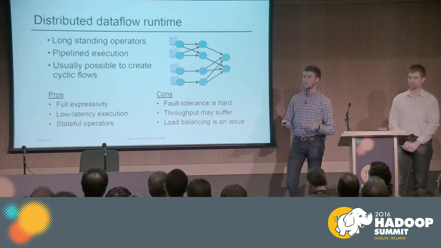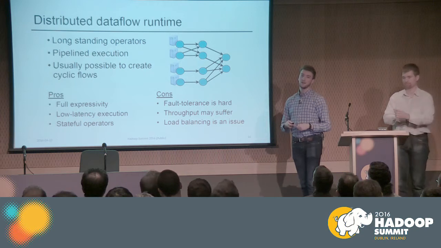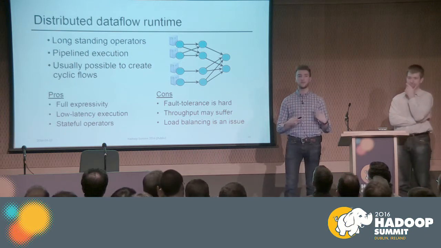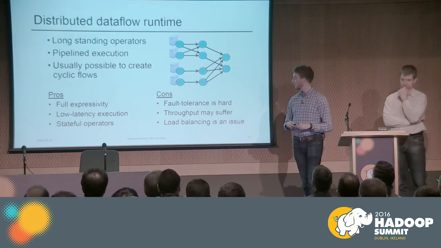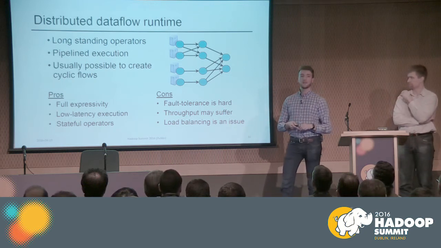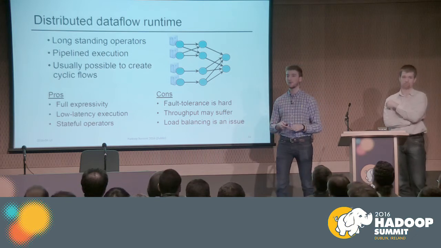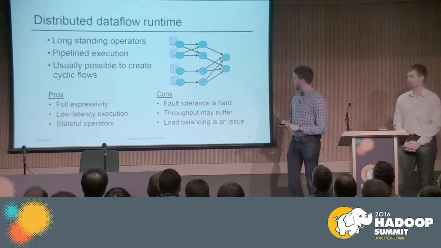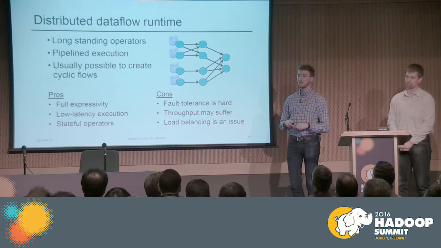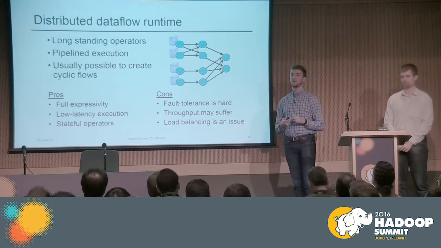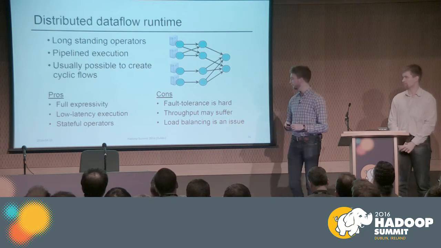So what's the problem with this? Well, fault tolerance is hard in these systems. Martin will talk about this, how the different systems can achieve different guarantees. Throughput may suffer if we're not careful with how we actually implement this data flow. But this is actually not a huge concern, as systems like Apex or Flink are completely in the same ballpark as Spark Streaming, maybe even faster.